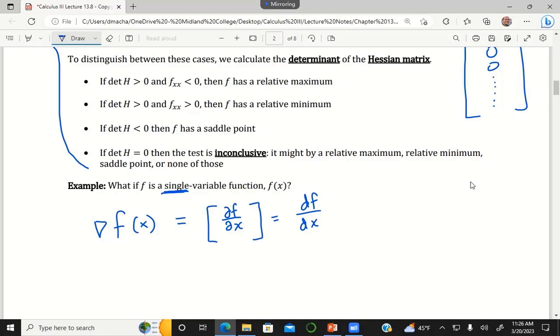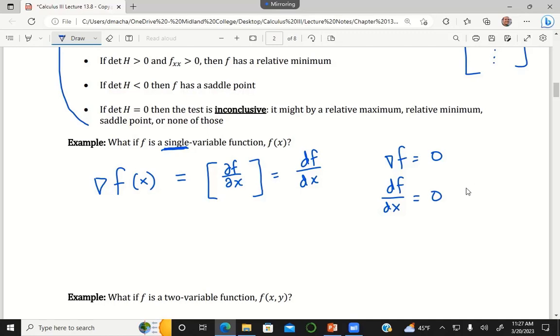And so whenever I say the critical point is the gradient equal to the 0 vector, that's the same thing as saying the first derivative of a single variable function is equal to 0. And that's consistent with your definition of a critical point that you learned in Calculus 1. So for a single variable function, the Hessian matrix would be a 1-by-1 matrix, and the only entry in that 1-by-1 matrix would be the second derivative of f with respect to x.